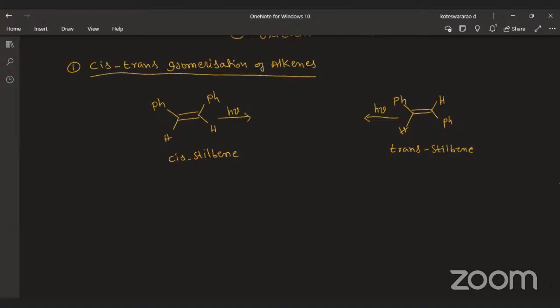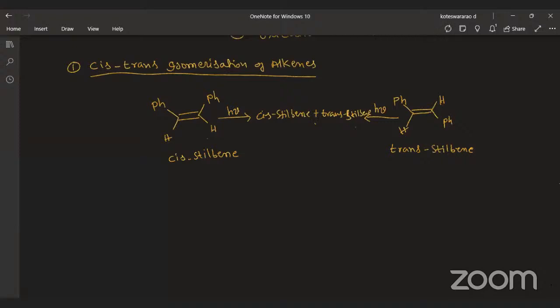then the products are: suppose the trans is isomerized to the cis product, and cis is isomerized to the trans product. These are the isomerization reactions. The cis will be converting into trans, and the trans will be converting into cis. Therefore, cis-stilbene undergoing the isomerization reaction leads to the formation of cis-stilbene along with trans-stilbene.